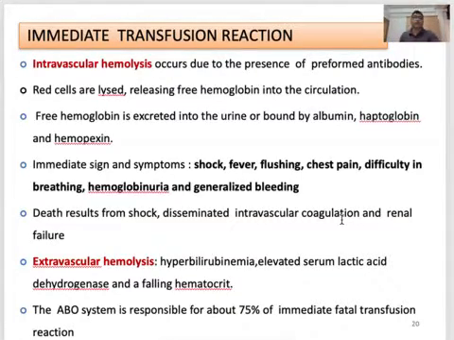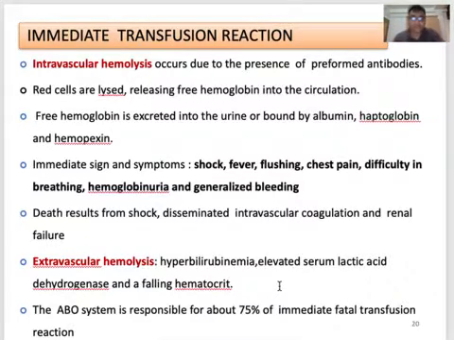In contrast, in case of extravascular hemolysis, there is hyperbilirubinemia, that is, the amount of bilirubin increases in our blood circulatory system. The serum lactate dehydrogenase gets elevated, and the hematocrit falls. Hematocrit is the packed red blood cells, so if lysis occurs, definitely the hematocrit gets low, because the blood cells themselves get lysed.